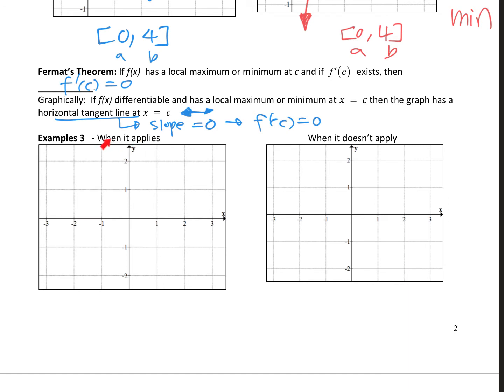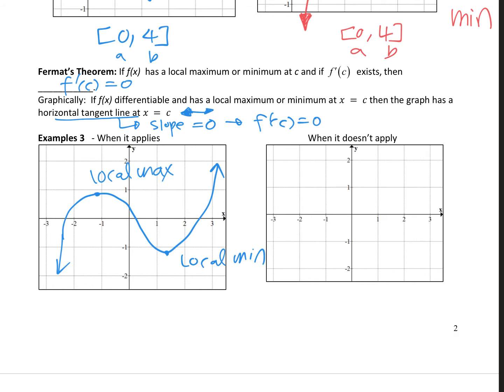Okay, so let's look at the example. Let's look at the case where it applies, and let's look at the case where it doesn't apply. It says f of x has a local min and max. So let's just draw a random graph like this. It goes like this. So local max, again, it doesn't have to be the highest point on the graph ever. It has to be the highest point on the graph around itself. So maybe this is a local max. And this is a local min.